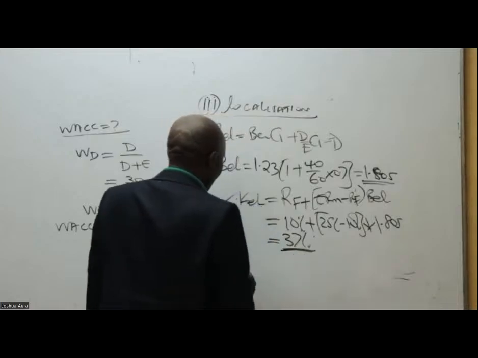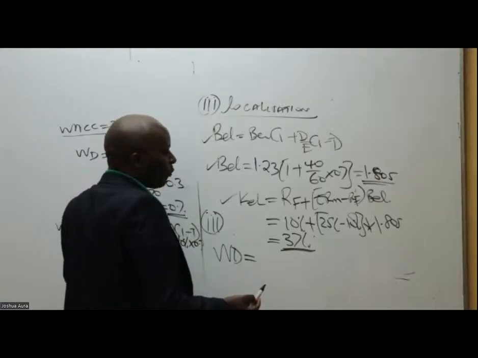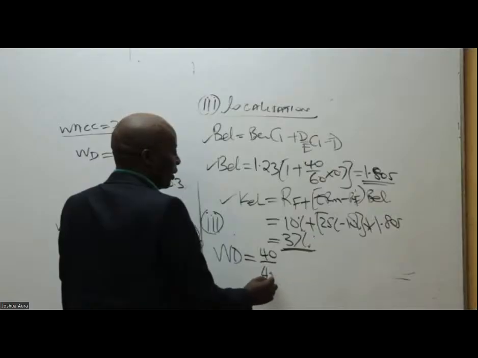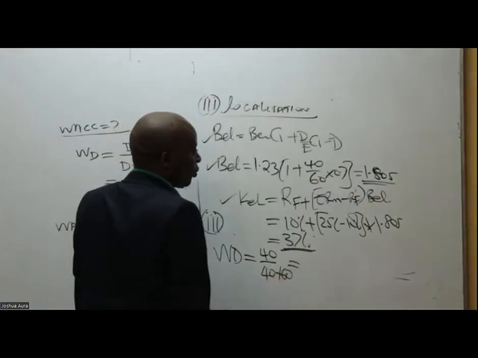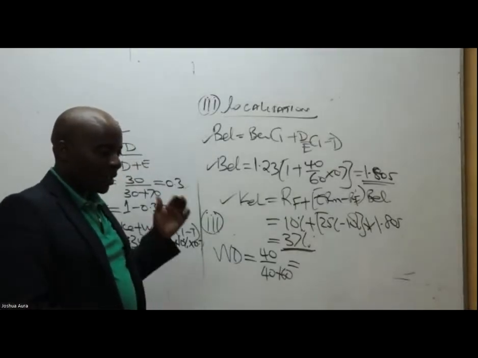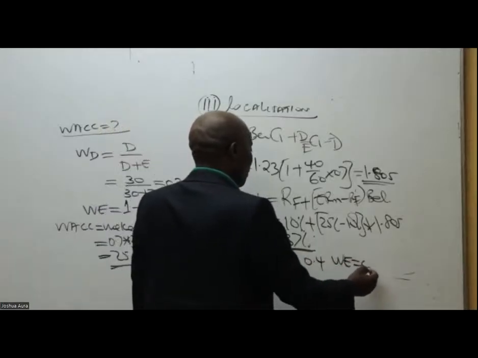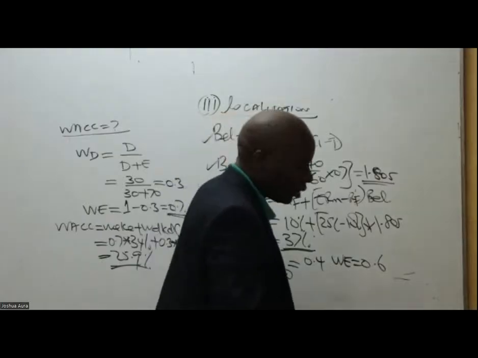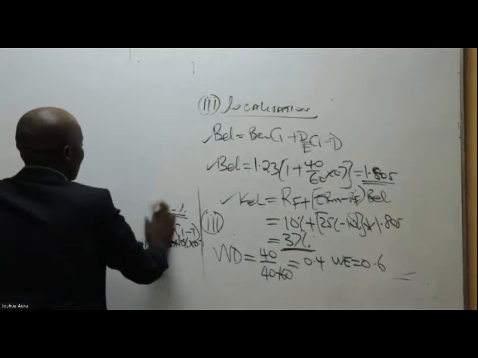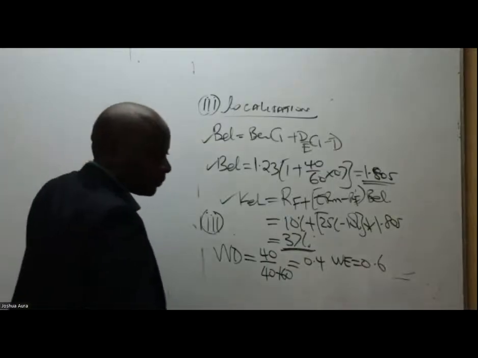And then, ladies and gentlemen, go ahead and give us WD, weight of debt. So weight of debt is 40 over 40 plus 60. So weight of debt will be equal to what here, somebody? It's 0.4. Thank you very much. And if debt is 0.4, then weight of equity will be 0.6.